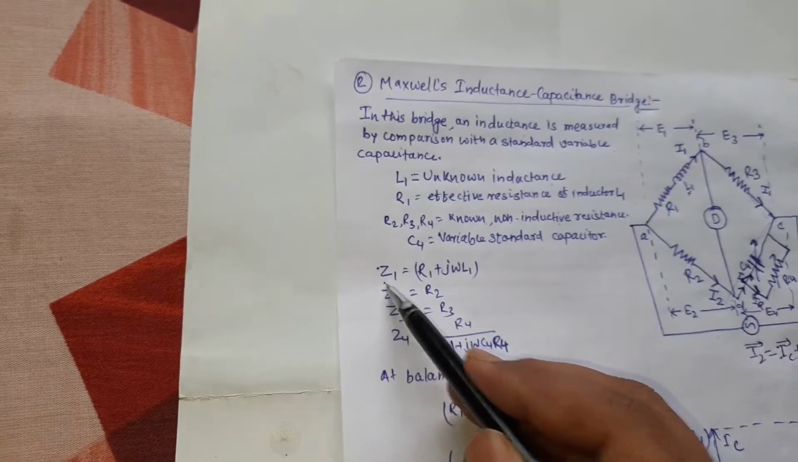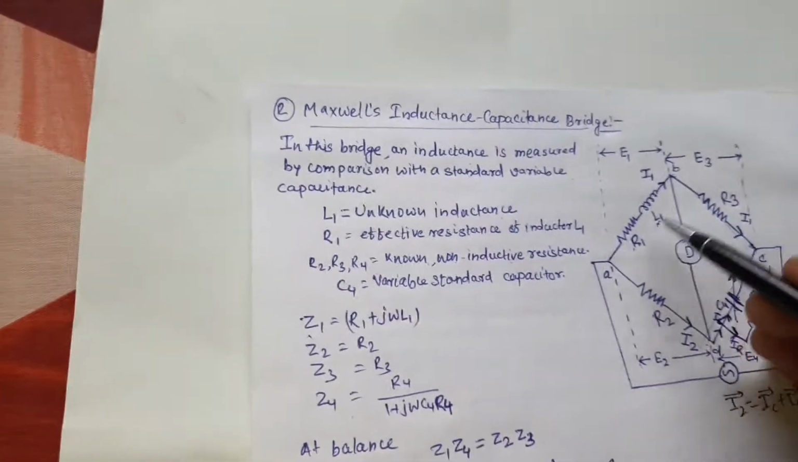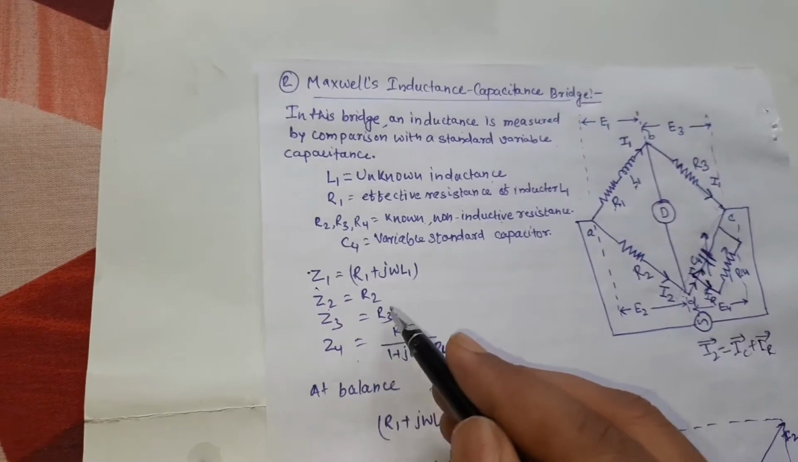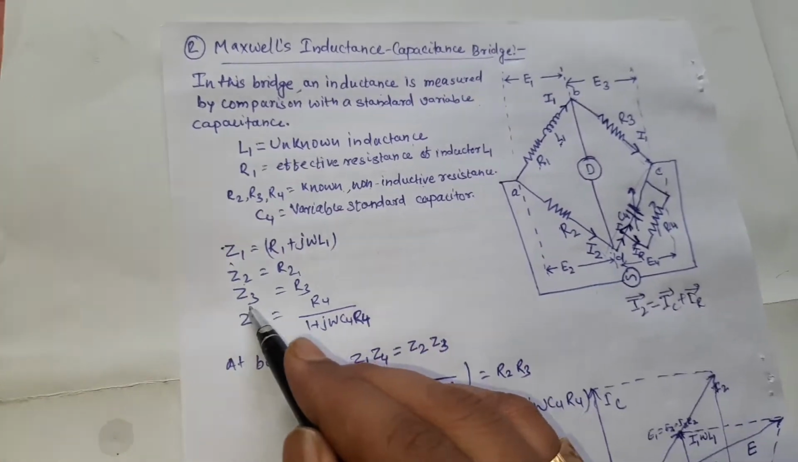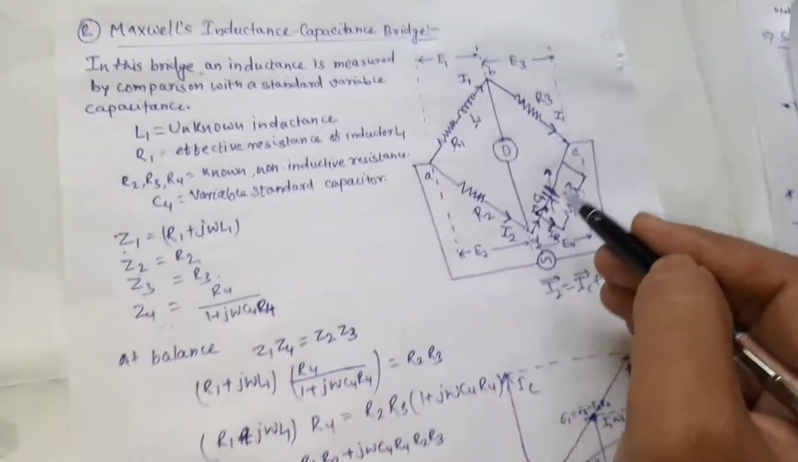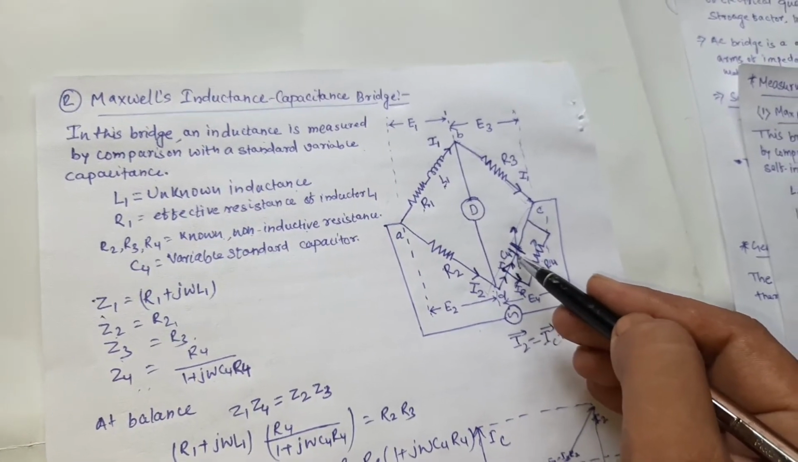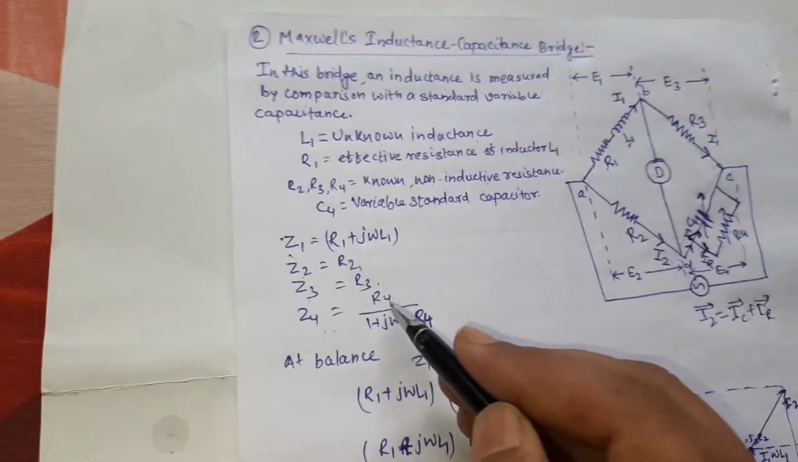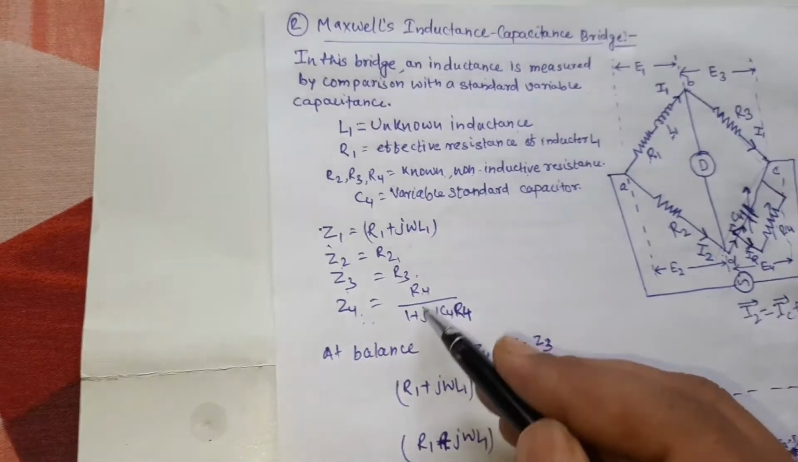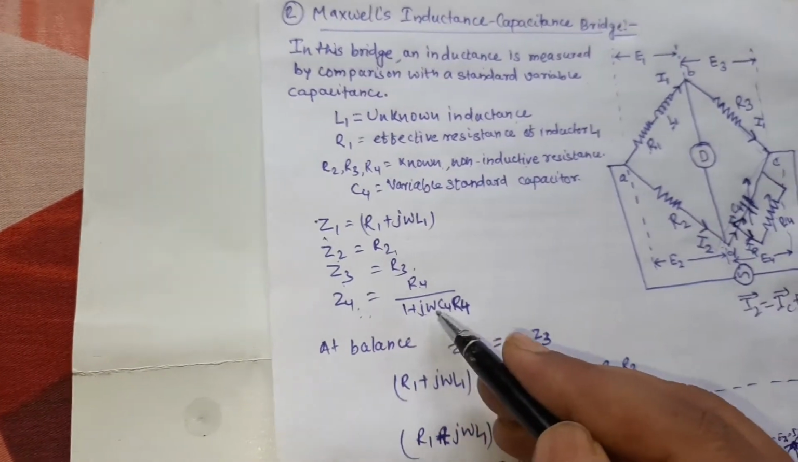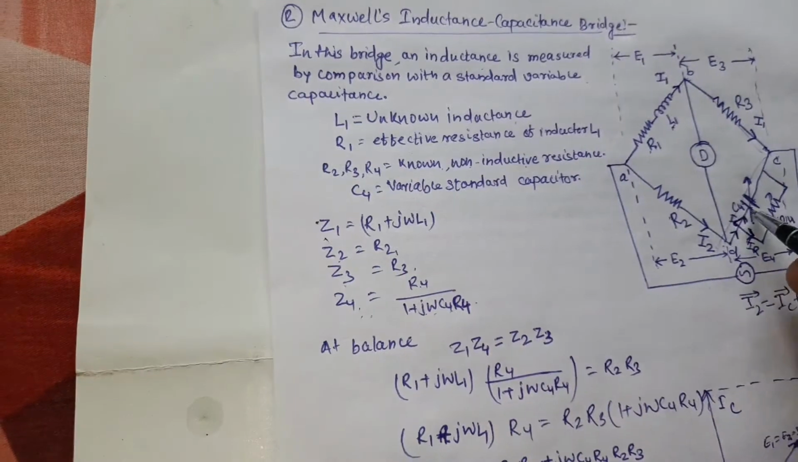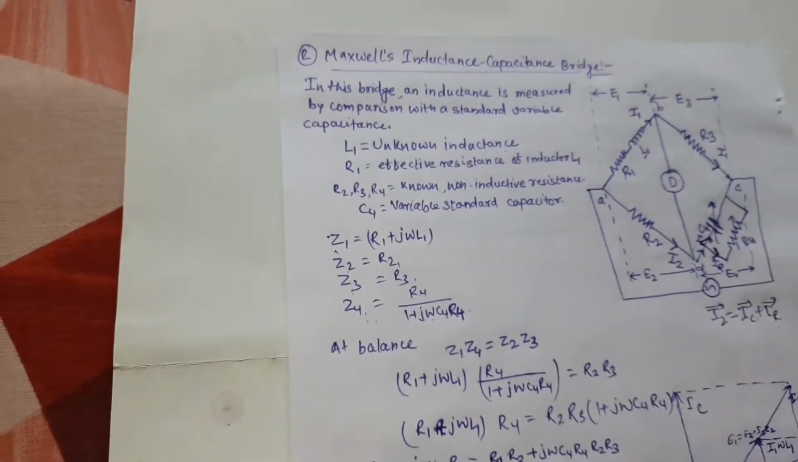That means Z1 is equal to R1 plus j omega L1, Z2 is equal to R2, Z3 is equal to R3, and Z4, when you obtain the equivalent impedance of the parallel combination, is equal to R4 by 1 plus j omega C4 into R4, because C4 and R4 are connected in parallel.